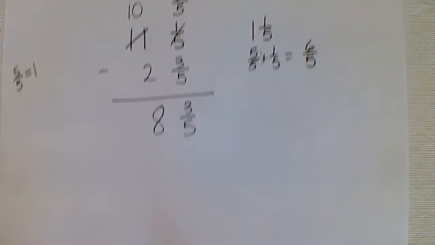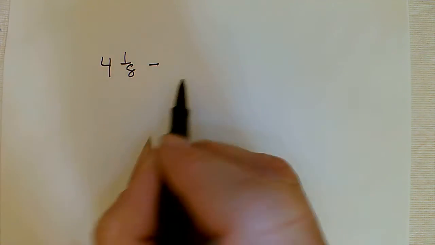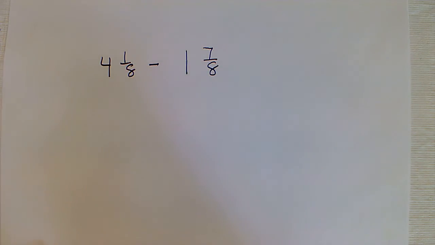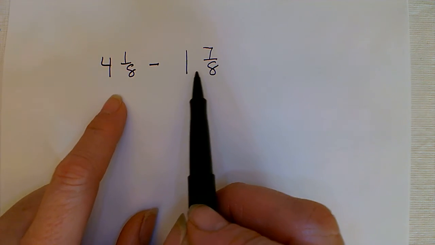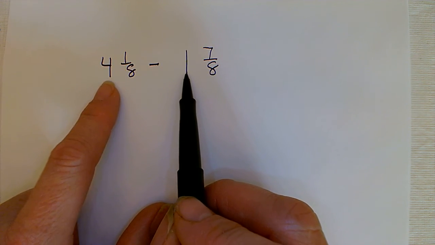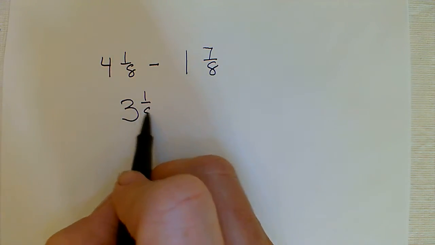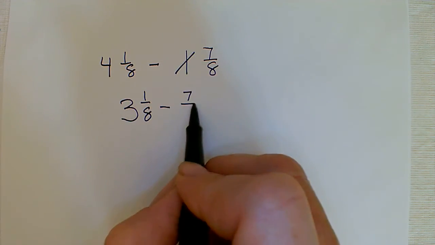All right, so our next problem that we're going to work on is 4 1/8 minus 1 7/8, and we'll do it horizontally and then we'll do it vertically. You pay attention to the one that's working for you. The first step when we're doing it horizontally is we're going to subtract the whole number. So 4 minus 1 leaves me with 3, and I still have my 1/8. So I've taken away that 1. I still have to now subtract 7/8 from this.